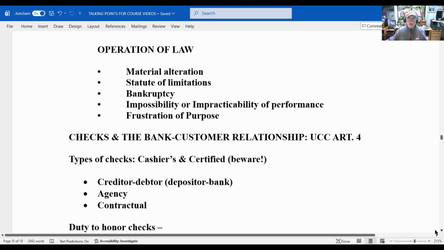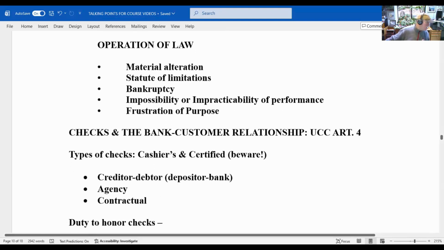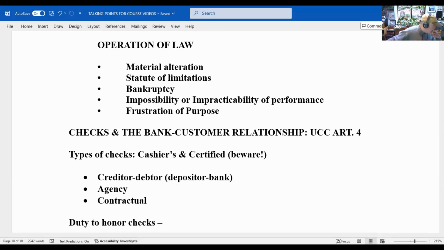I'll talk a little bit about checks and Article 4, so we're talking about cashier's checks. These are drawn by the bank on itself.